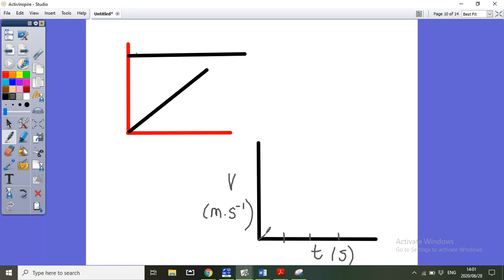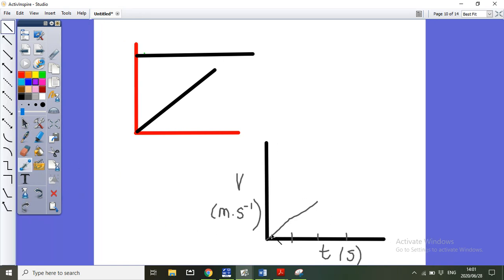So if it increases from 0 to 1 in the first time interval, it must increase from 1 to 2 in the second time interval. My line is a little bit skew, but I'm sure you understand what I'm trying to say. So you could have a straight line again. So a straight line, which means my velocity is increasing, but it's increasing constantly. So it will be a straight line because my gradient is going to be constant. That's the one thing I can get. I can still get a constant velocity.